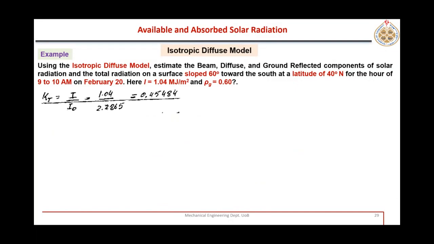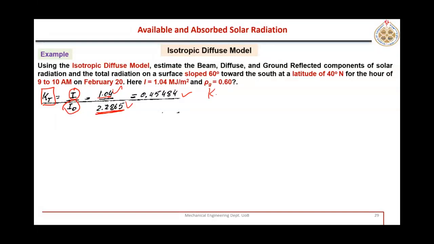Now using this I naught, I is already given, so we can find out KT, the clearness index. This is I, this is I naught. I naught is much bigger than I, which means the sky is not clear. So here is the clearness index.